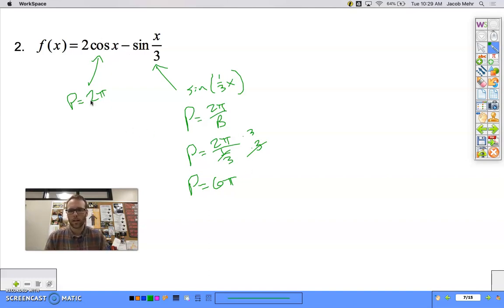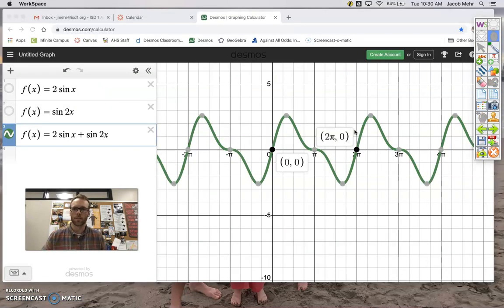Well, again, the period can't be less than 6 pi because it takes 6 pi for this one to repeat. Now this one does repeat every 2 pi, which happens to go nicely into 6 pi, where we see this is a multiple again. The period of this function is going to be 6 pi. Let's graph it and let's see what happens.